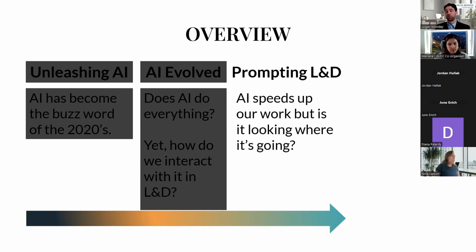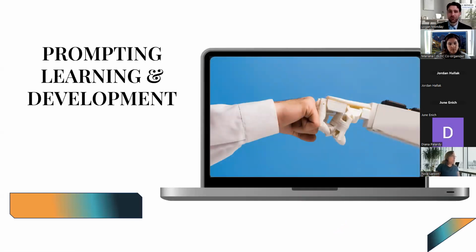And then we're told it makes everything faster, but does the AI actually know what it's doing, or are we telling it what to do? The answer to that is we're the ones that tell it what to do. So when you're prompting learning and development, it's actually your assistant with generative AI. The AI before that really wasn't.